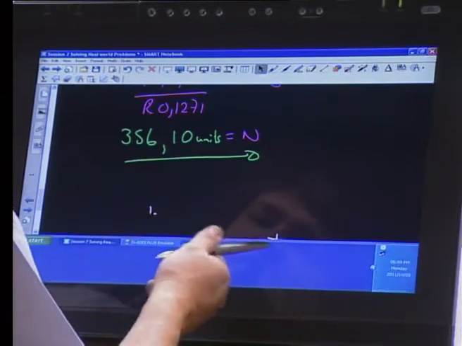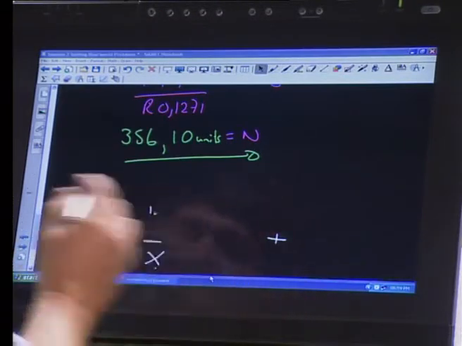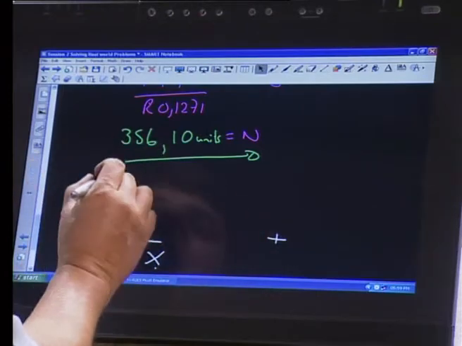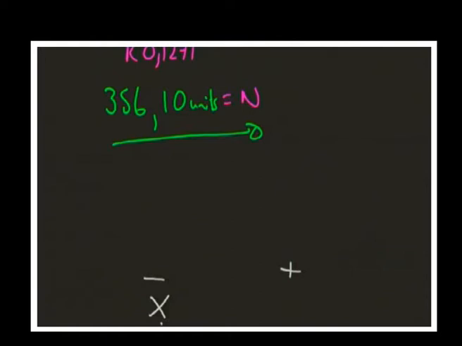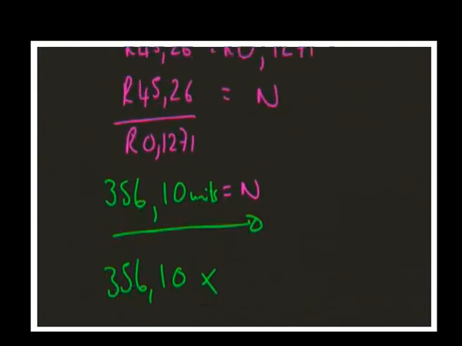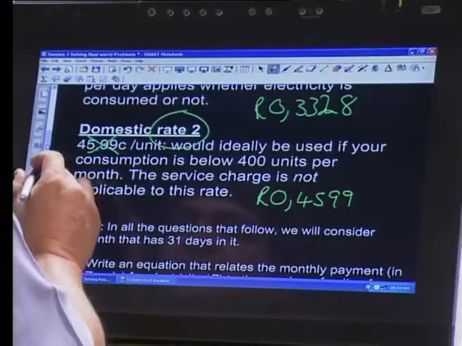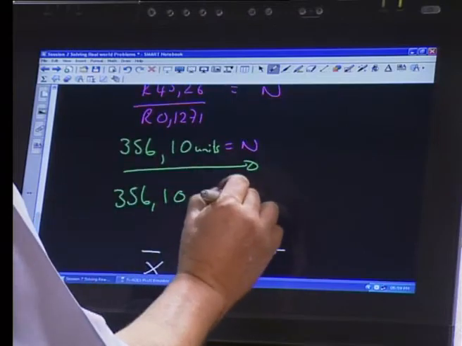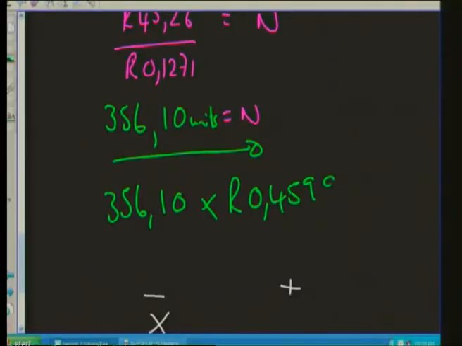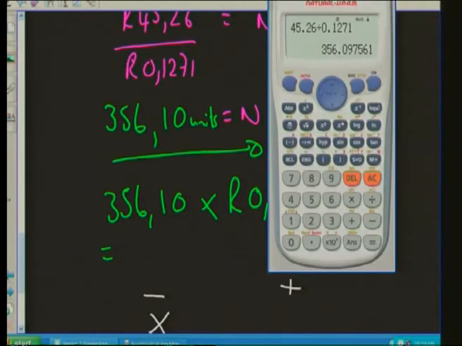Well, let's work that out. Now, this question's not asked, but I'm going to ask it anyway. How much will that bill be? Well, let's have a look at it. We know now that I'm using 356.10 units. How much does every unit cost me? Well, if I use unit 2, it's going to cost me that amount of rands: 0.4599. Let's do that on our calculator.